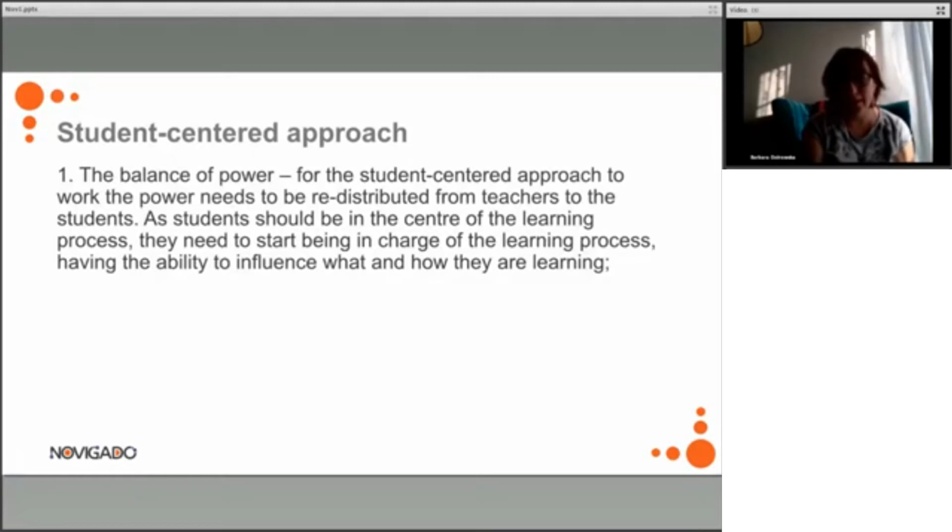So students are in the center of the process. They need to start being in charge of their learning. It also means responsibility for their learning, taking that responsibility for themselves.